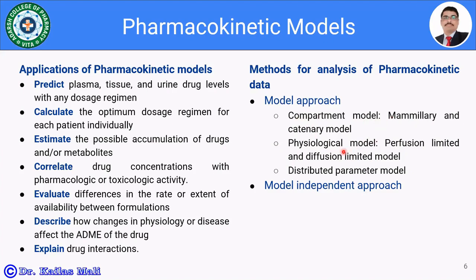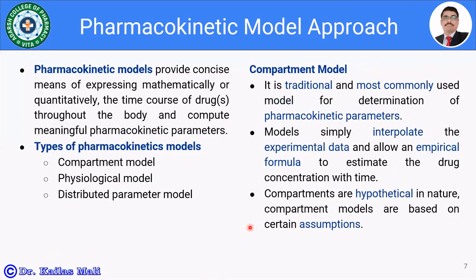The physiological models are the real models, which consider the anatomy and physiology of the body. And the distributed parameter models are very complex models, which are used for getting an idea about the pharmacokinetics of a drug. So these are the various methods for analysis of pharmacokinetic data. In today's session, we are going to discuss only the model approach, that is the compartment model, physiological model, and distributed parameter model. So let us move towards the pharmacokinetic model approach.